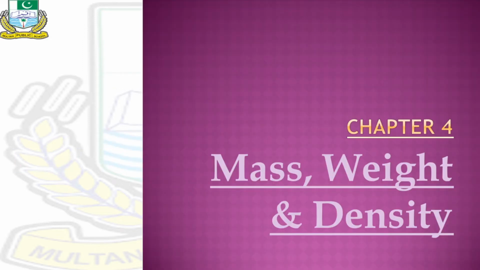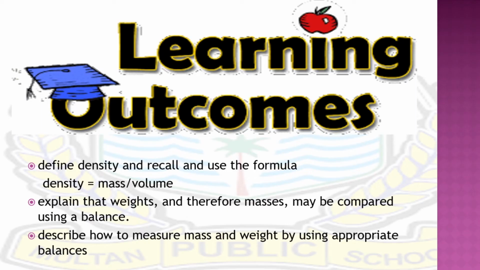Today we're going to discuss chapter number 4, that is mass, weight, and density. Before getting into the core concepts of this chapter, I would like to share some learning outcomes, so that by the end of this lecture you will be able to define density and recall and use the formula density is equal to mass per volume. Explain that weights and therefore masses may be compared using a balance. Describe how to measure mass and weight by using appropriate balances.